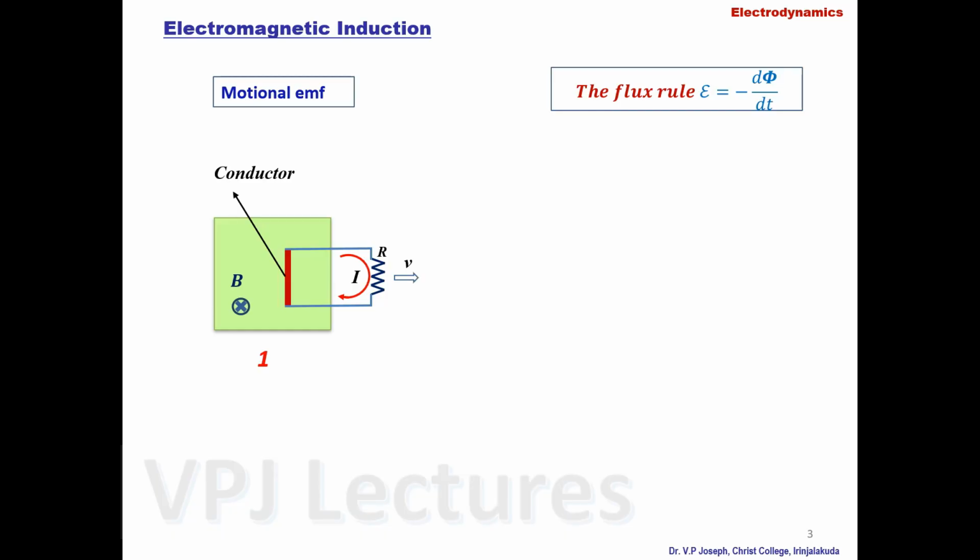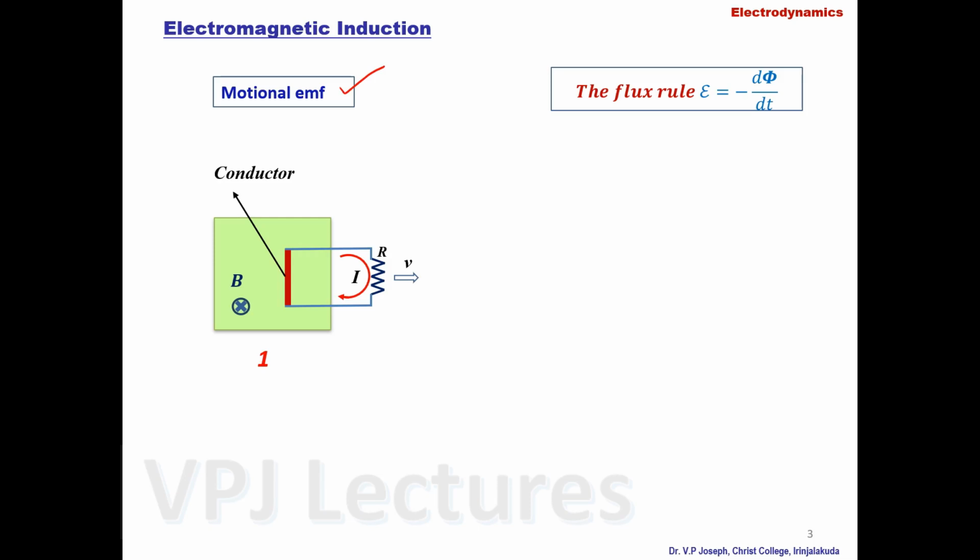So, in the first case, we can see that the conductor, or the circuit, is moving through the magnetic field, and it is a simple case of motional EMF. We are familiar with motional EMF. That is, when a conductor is moving in a magnetic field, an EMF is induced on the conductor, or in the attached circuit, and a current flows through the circuit.